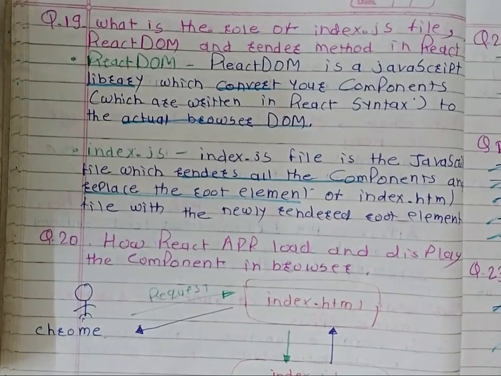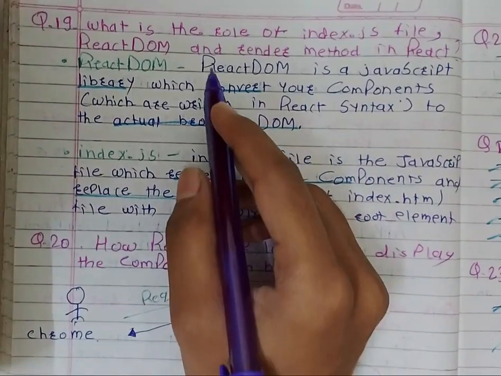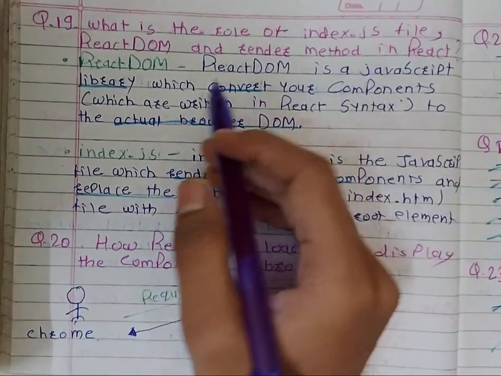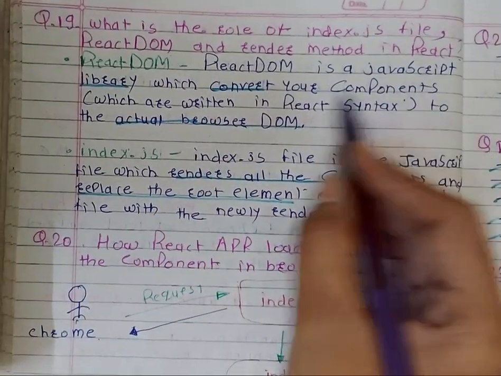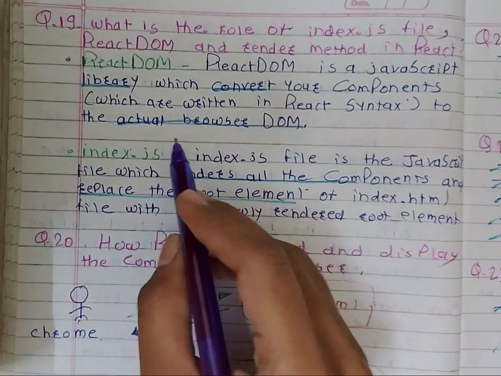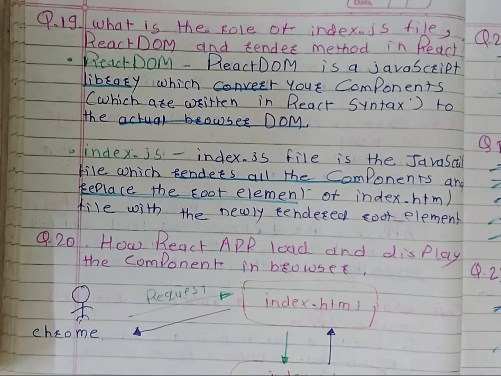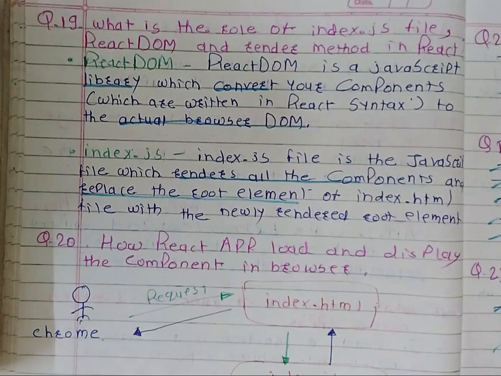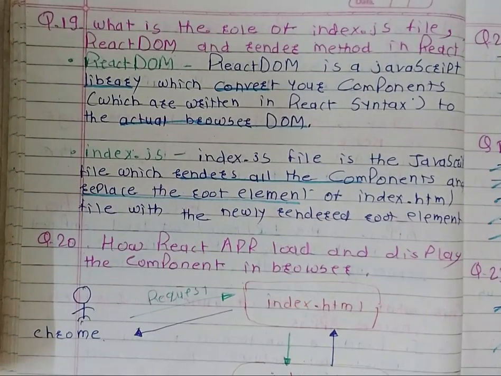Then what is the role of the index.js file, ReactDOM and the render method in ReactDOM? So basically ReactDOM is a JavaScript library which converts your components, which are written in React syntax, to the actual browser DOM. So basically it's just a library which converts your components to the actual browser DOM.